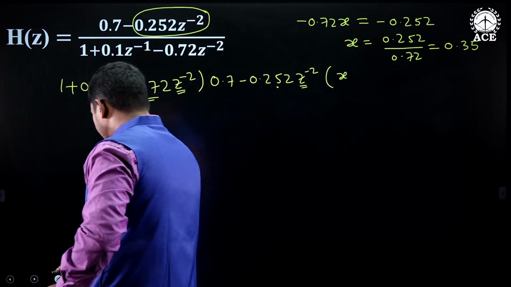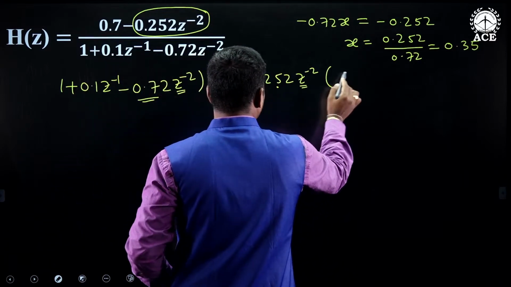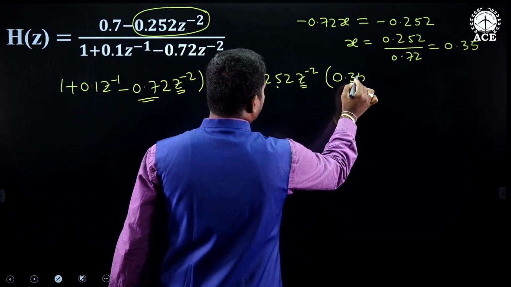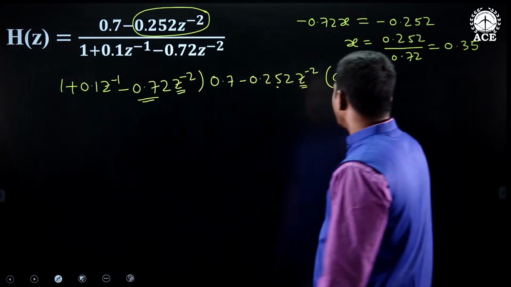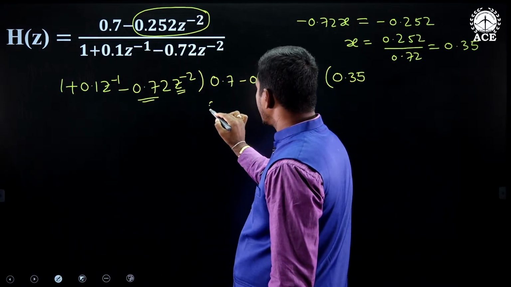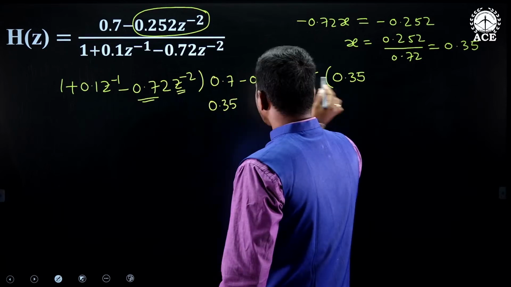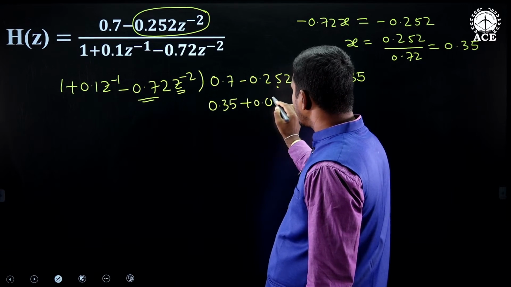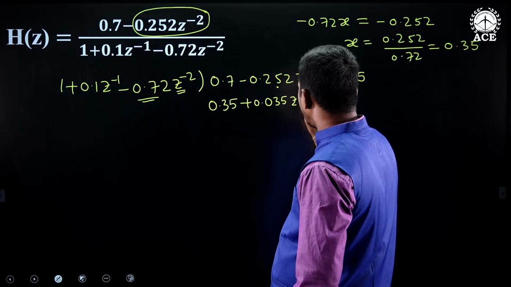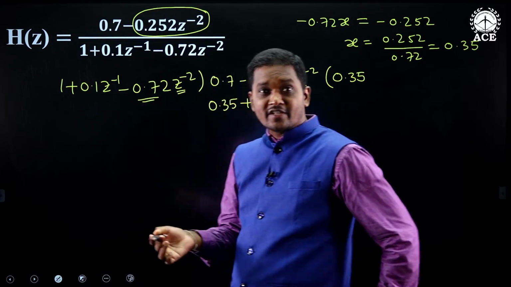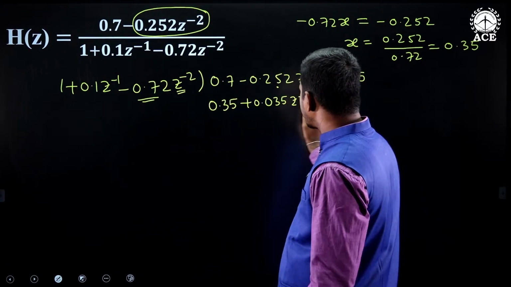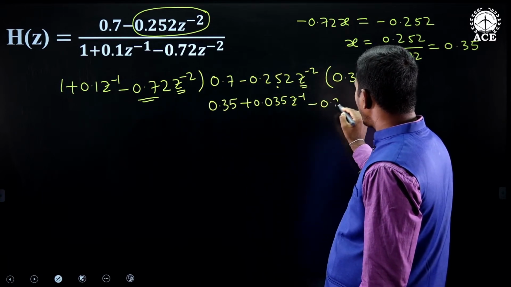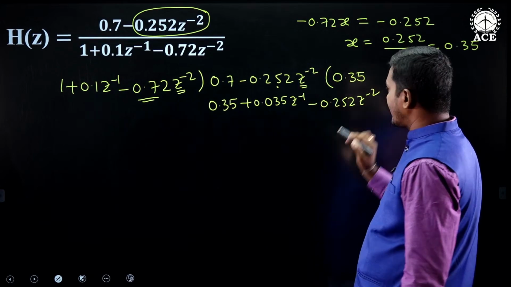Now see here, take the coefficient 0.35. 0.35 into 1 is 0.35. 0.35 into 0.1, how much? Plus 0.035 z inverse. Next, minus 0.72 into 0.35, you will get 0.252 z power minus 2.